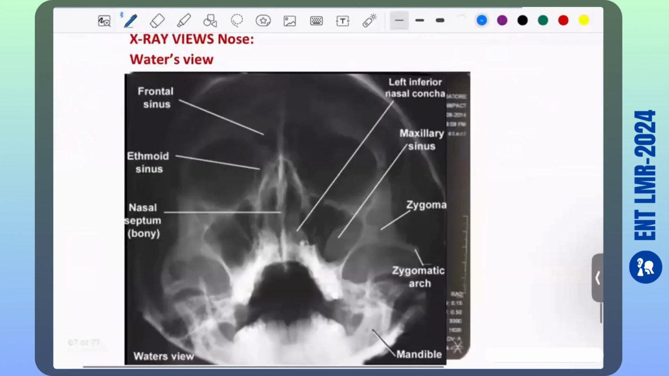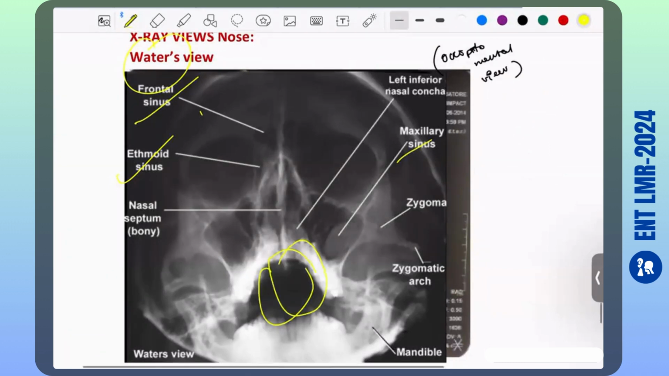So they have asked a lot of questions from the imaging, X-rays, CTs. Okay. So X-ray nose, if we open the mouth and take an X-ray, it is called X-ray nose occipitomental view, or otherwise called Waters view. We will see all the sinuses. So Waters view is the view where we see all the sinuses.